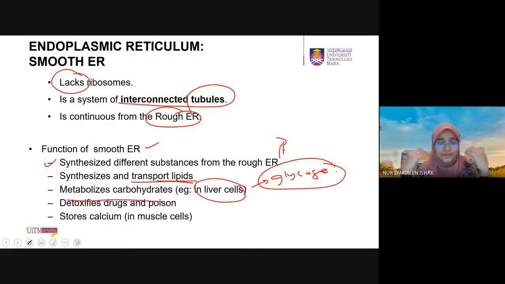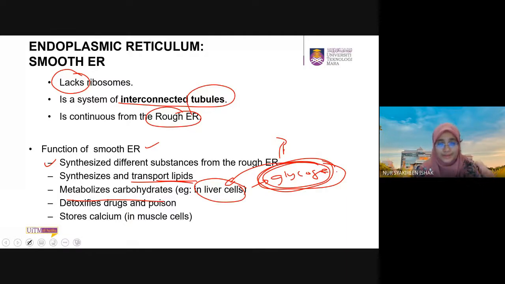So in order to make sure that your blood glucose level is maintained at a certain normal point, the pancreas will secrete the hormone insulin and convert the glucose that is in your blood to become glycogen, and the glycogen will be stored in the liver.